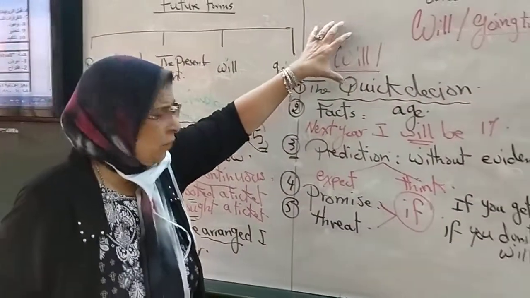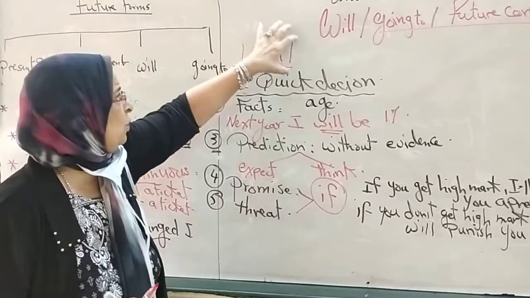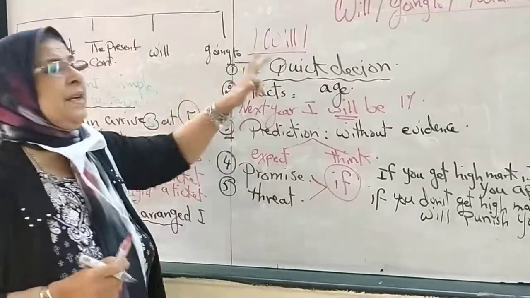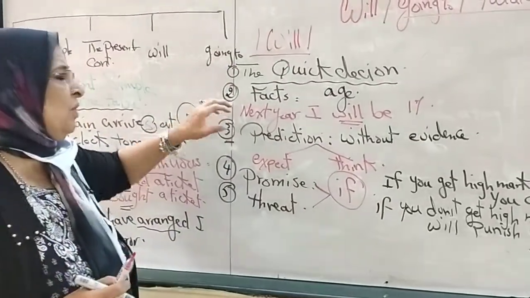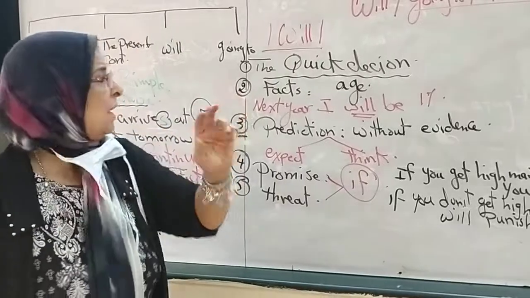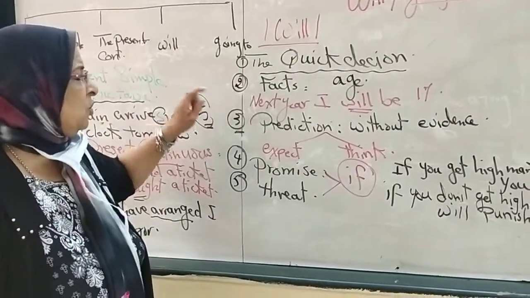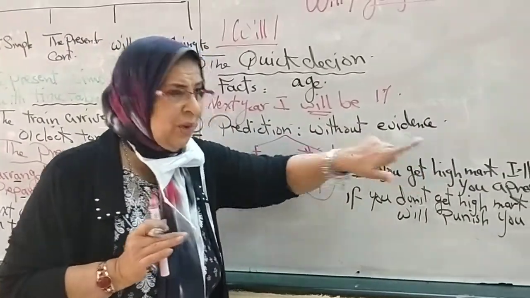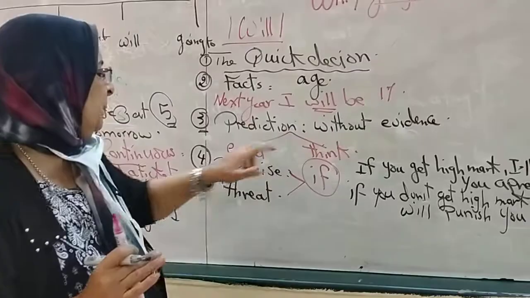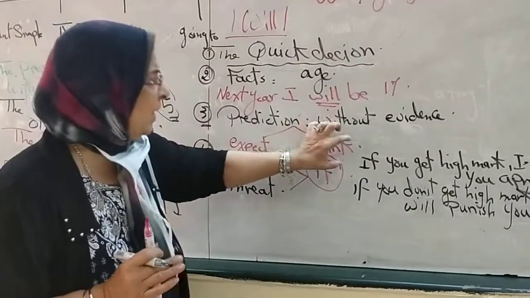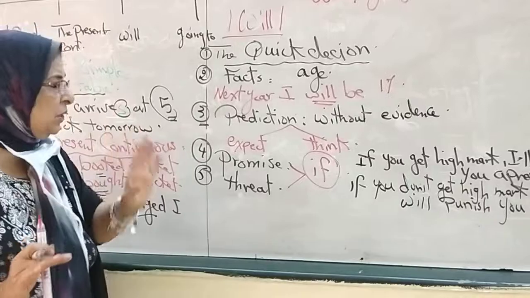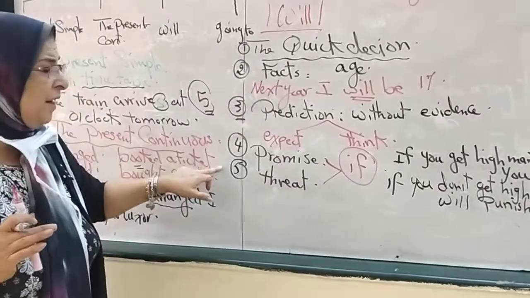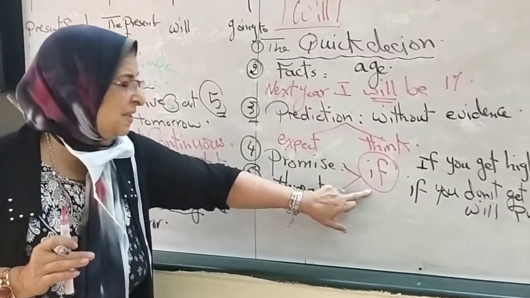Again, to express the future, number 1, you must have quick decision in the sentence. Your uncle came from Europe, I will call him and so on. I don't have money, I will give you. With the facts, especially age, prediction without evidence. Just you give your opinion, you give what you think, you give what you expect. So if you have expect and think in the sentence, automatically you are going to use what? What about promise? What about threat? These are number 4 and 5, or we can say in other words using if.